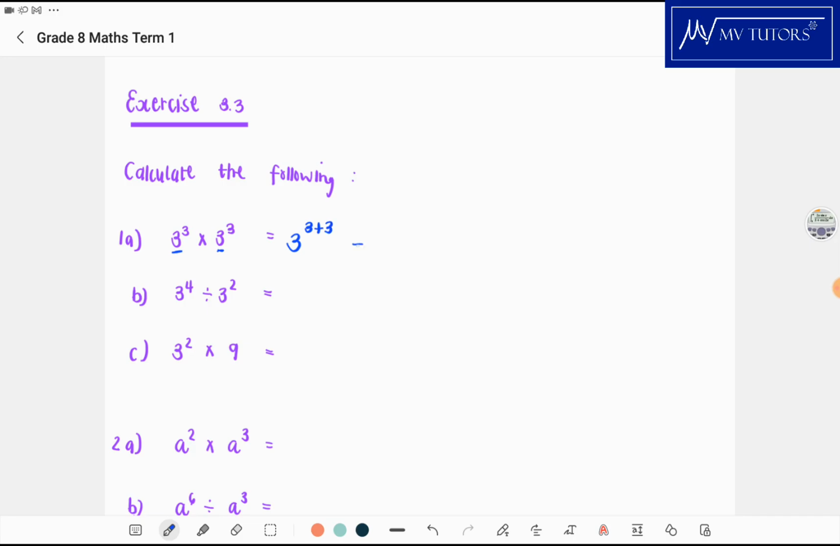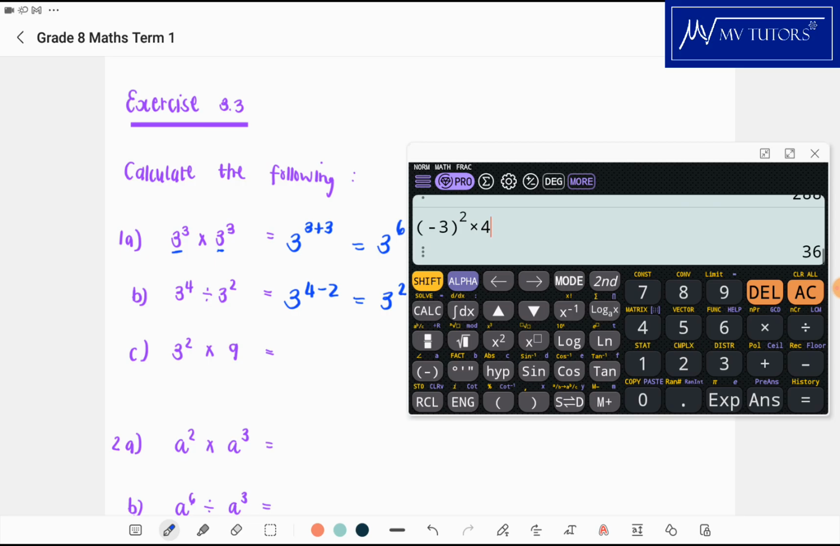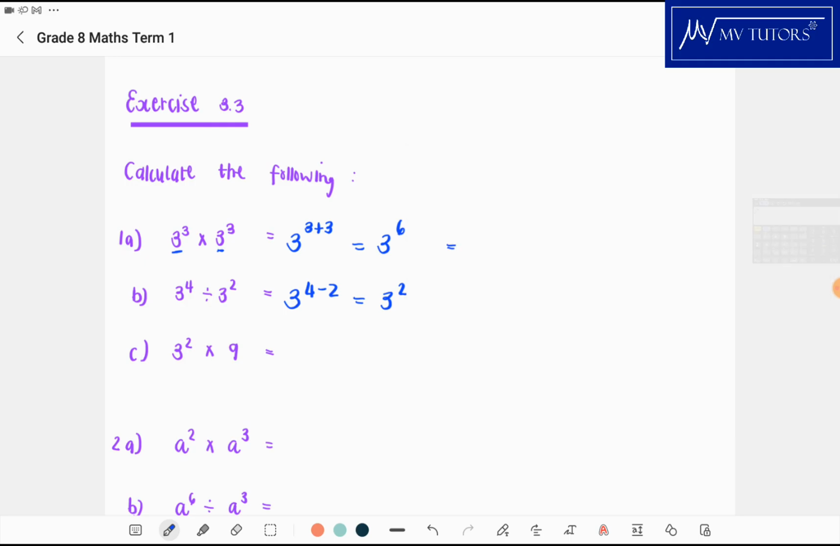So basically, it's 3 to the power 6. And now we are dividing. So we have the same base, 3, and then 4 minus 2. Okay, because if you are dividing, we are going to subtract the exponents. So ultimately, you're going to have 3 to the power 2. Okay. Yeah, if they want the final answer, let's just do it. What's 3 to the power 6? 729. And 3 to the power 2, that is just 9.